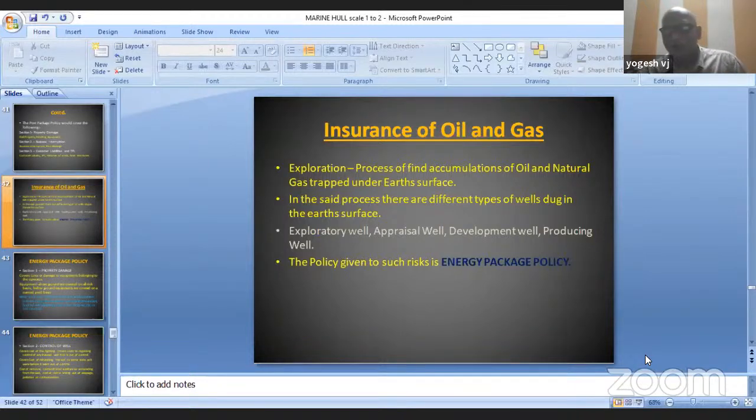Exploration wells, temporary wells: there are around four or five types of wells, including production wells. So all these wells are covered under insurance of oil and gas. Exploration is the process of finding the accumulation of oil and natural gas trapped under the earth surface. In this process, different types of wells are dug in the earth surface: exploratory well, appraisal well, development well, and producing well. The policy given to such risk is called the energy package policy.